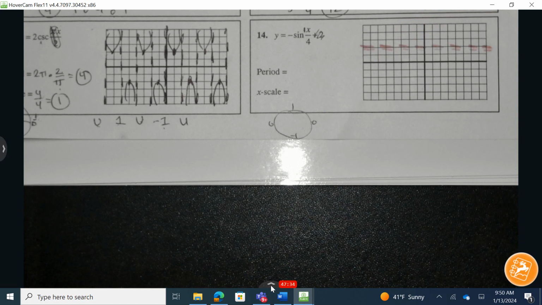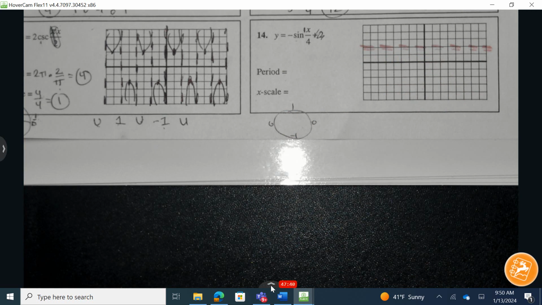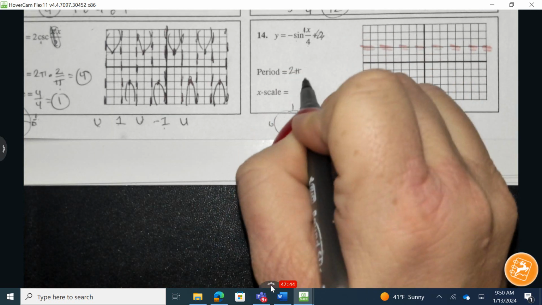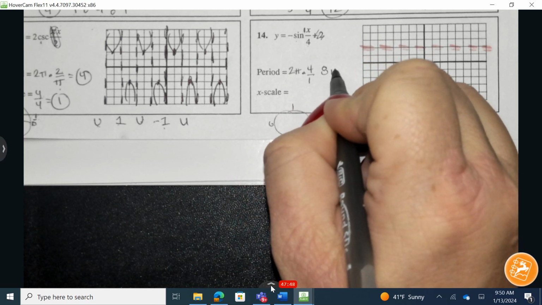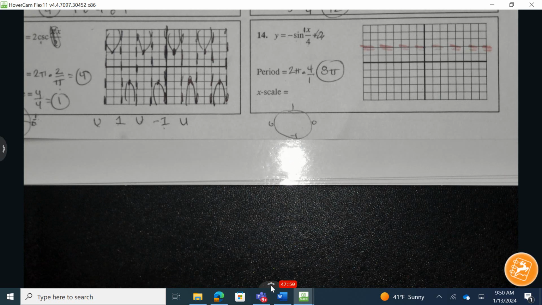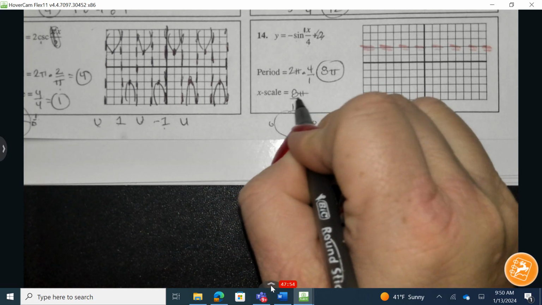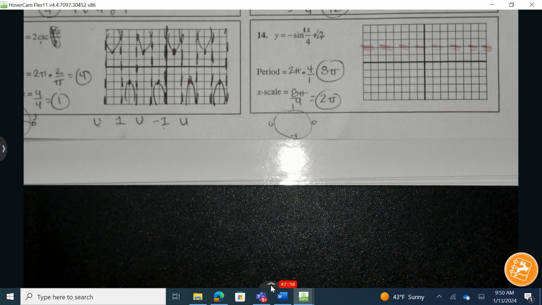Done with that. Let's now identify the period length and the x scale. So sine and its reciprocal are going to have a period length of 2 pi. So I'm going to take 2 pi and divide it by 1 over 4. And doing so, you multiply by the reciprocal to end up with 8 pi. So I have 8 pi as the period length. I divide that by 4 because there's 4 steps, so each step along the horizontal axis is a distance of 2 pi.